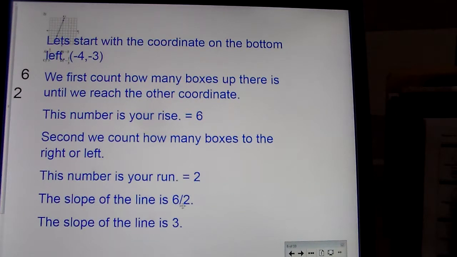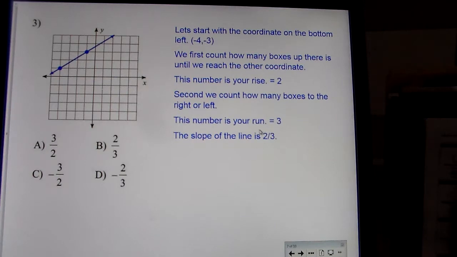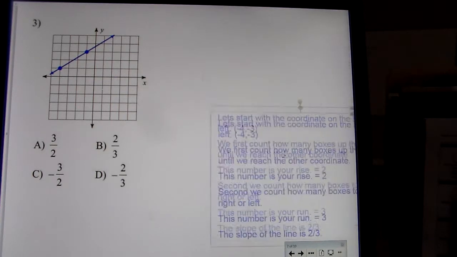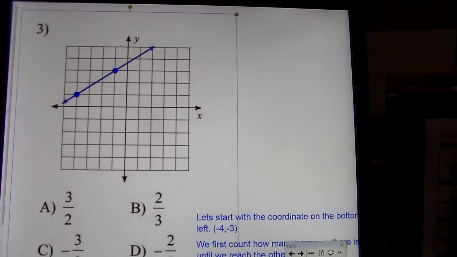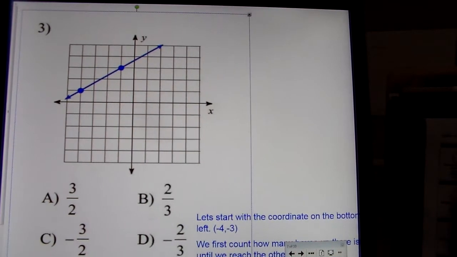The slope of the line is 6 over 2, AKA the slope of the line is 3 because 6 divided by 2 is 3. We could either simplify the fraction, or if you know 6 divided by 2 is just 3, you can write 3. Let's look at problem number 3 here. Let's make it big, nice and easy for us to see.